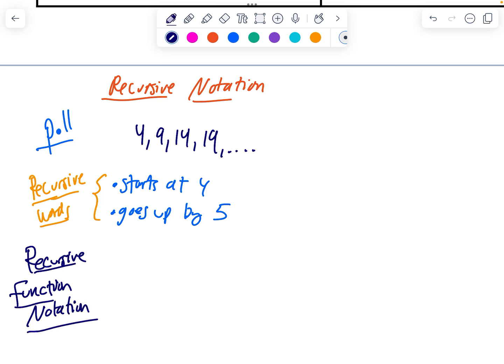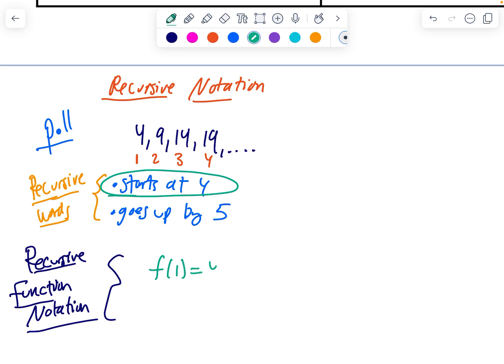Okay? The function notation is the one with the f. We've talked about function notation before. So we can translate that first statement, starts at 4, into function notation. Now be careful here. What we're saying is starts at 4, we're really doing the first number is 4, second number, third number, fourth. So if we wanted to take that green circle and write it in function notation, we'd say f of 1, the first number is 4.